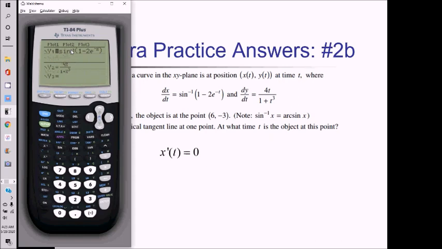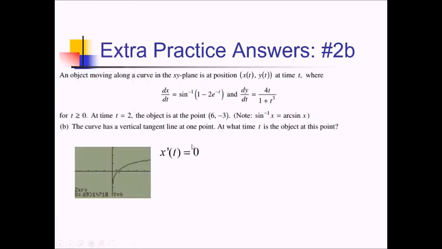I'm not really sure what window I should use, so it's probably close to the origin, so let me do zoom 4. I can always change the window if I need to. And we do indeed cross the x-axis right around there, so that was a good lucky guess. Let me do second trace, 0, option 2, and then click once to the left, once to the right, and once again. Our intersection happens at 0.6931 if I round that off.